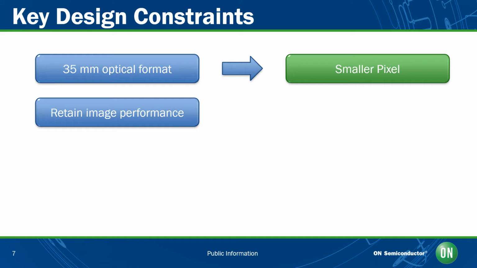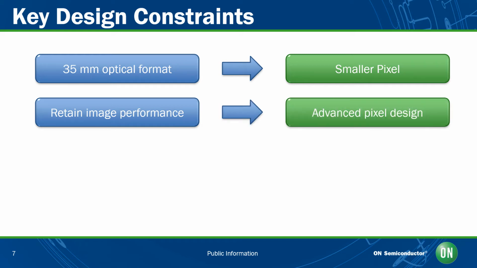Things like image uniformity, dynamic range, noise floor, and more. This becomes a challenge as pixel geometries are reduced, requiring the development of advanced pixel designs to retain these key performance parameters in the smaller pixel.